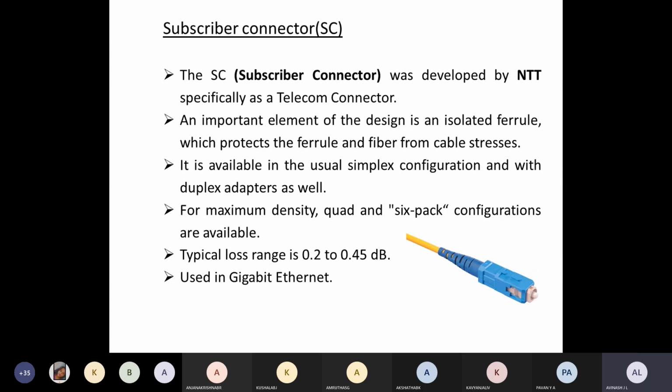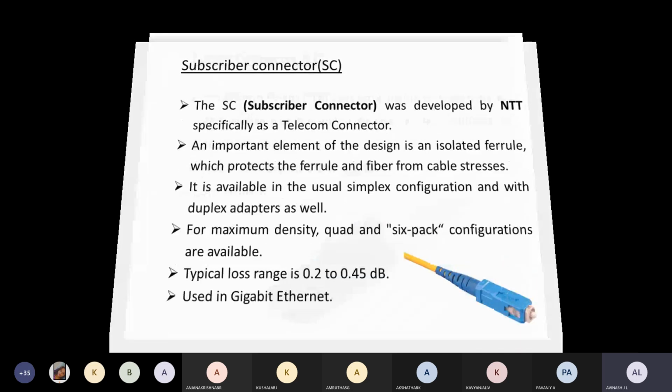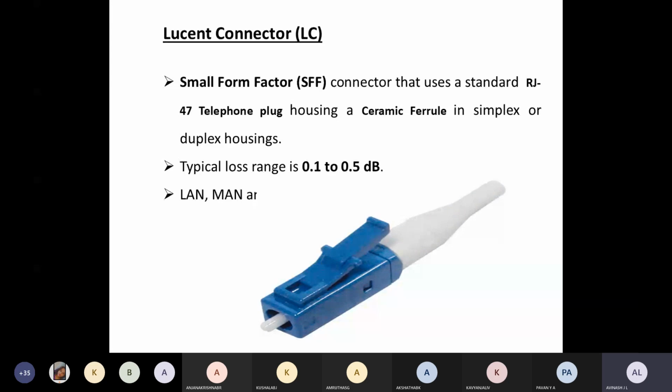Look wise, how does it look? It is in the diagram, you can see. The next thing is the Lucent connectors. Here, small form factor, SFF connectors, is another name. It is a connector that uses a standard RJ45 telephone plug housing, a ceramic ferrule in simplex or duplex housing.